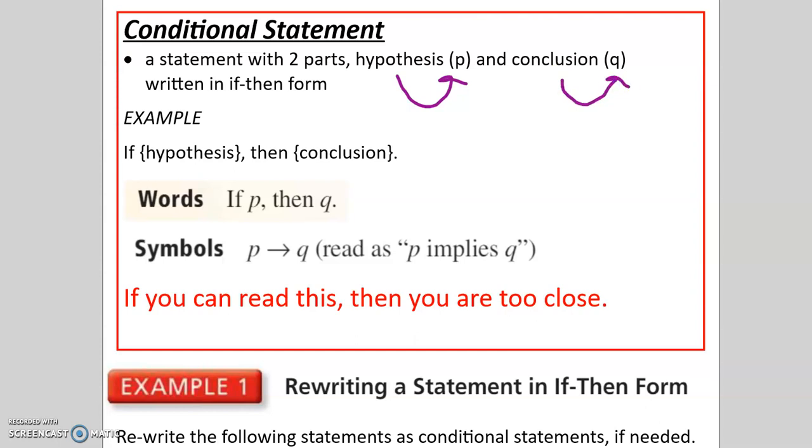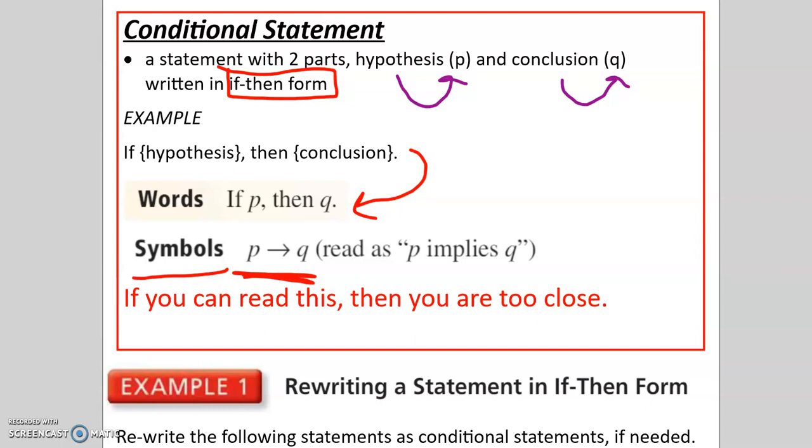And this if-then form is so important. That's what a conditional statement is, and that's what we will be writing. An example would say if, then we put the hypothesis, comma, then we put the conclusion. Here it is using words: if P, comma, then Q. And in symbols, there we have those letters, P implies Q. So this arrow right there, we read as implies. In short, this means I'm writing a conditional statement. P implies Q. The hypothesis implies the conclusion.